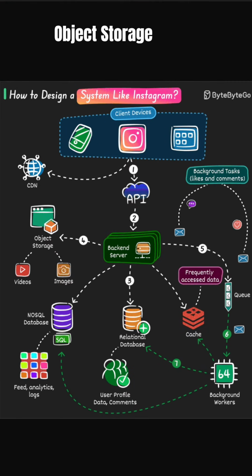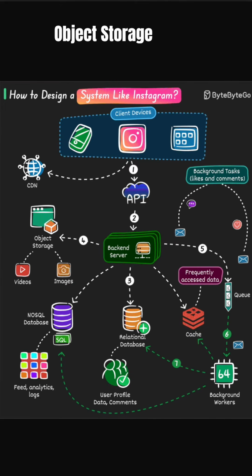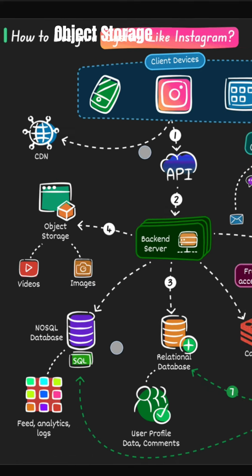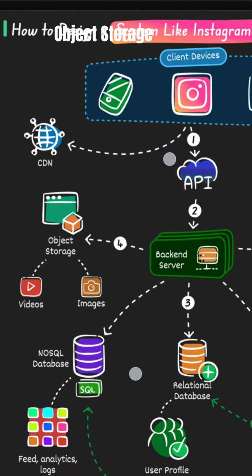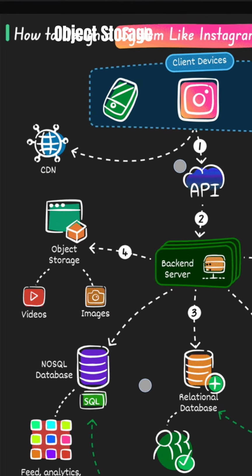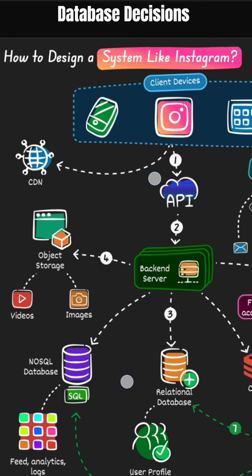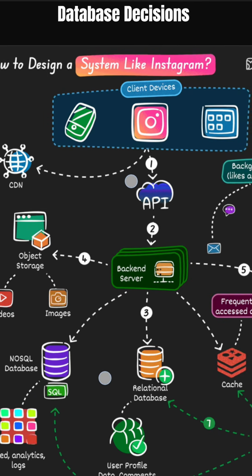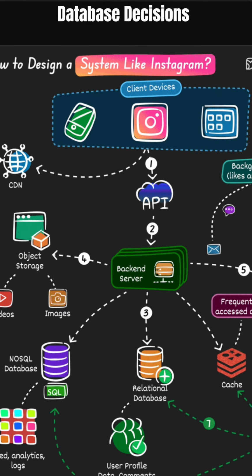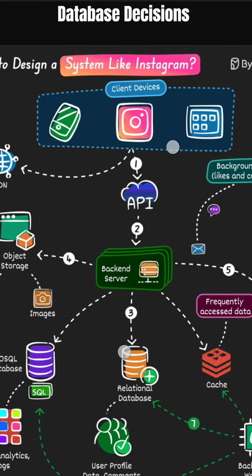Database decisions. Now, we need to store user data, like profiles, comments, and those all-important likes. Instagram uses a combination of databases. Relational Database, SQL for structured data like user profiles and comments. They use a relational database with SQL. Think of this as a highly organized spreadsheet, perfect for data with clear relationships.